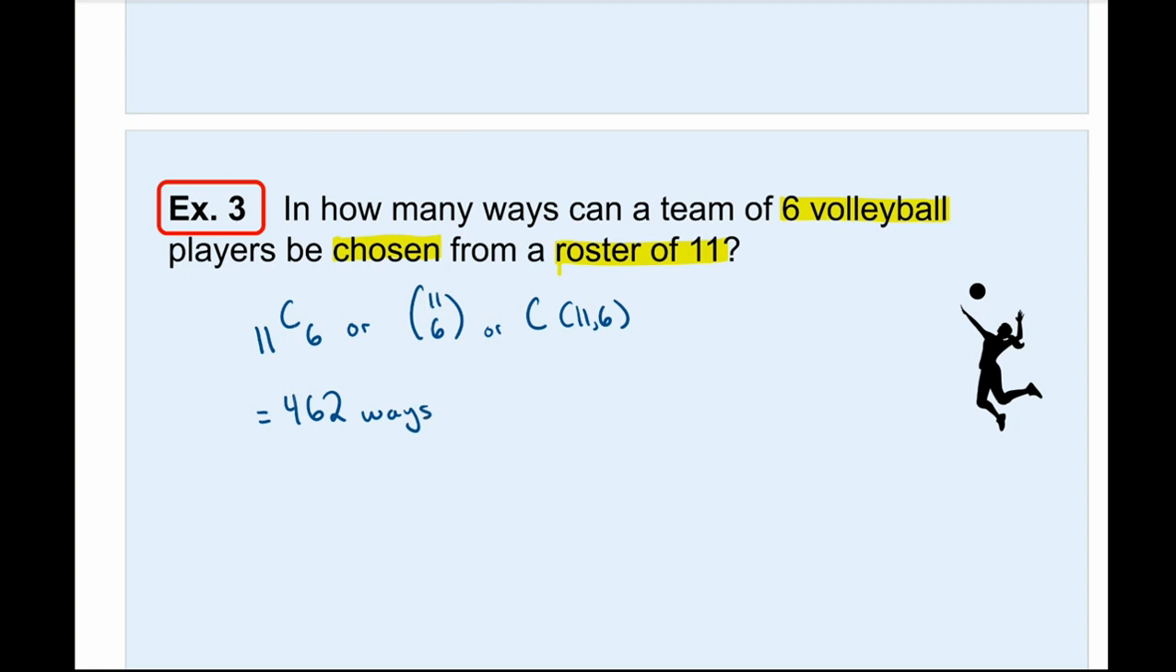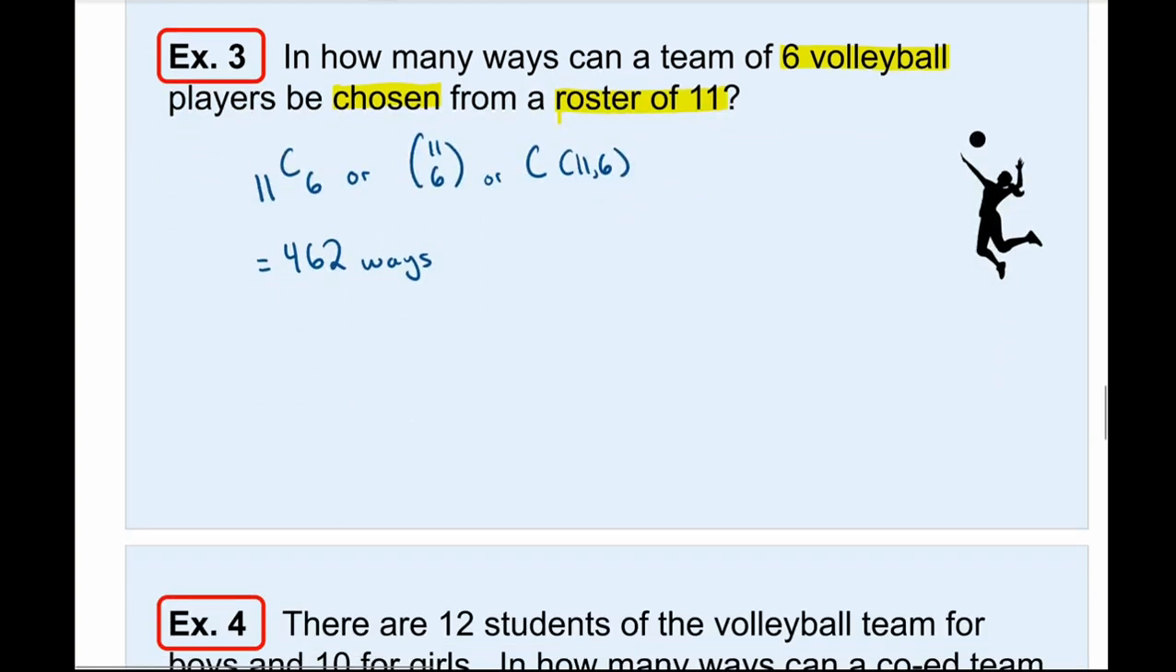Again, you can always use your calculator. I believe the main one will be the nCr button that you can find on your calculator, similar to that permutation one that you would have used in the last lessons, when we talked about permutations.